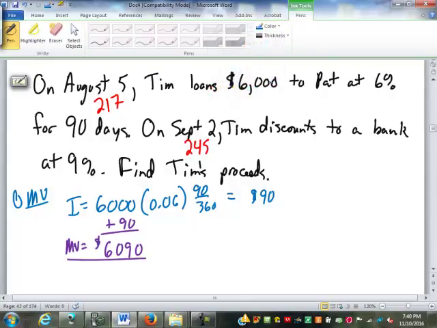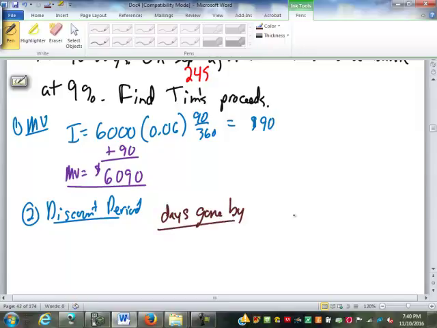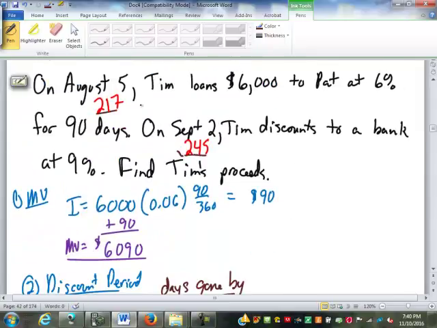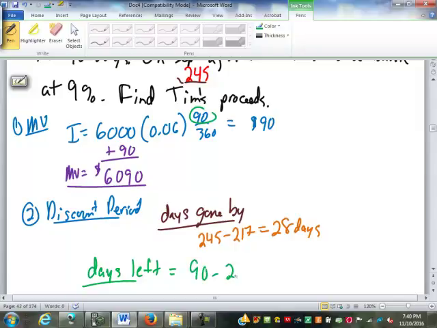How many of you were good that far? Okay. Next, discount period. Okay, so first we're going to find days gone by. That's going to be 245 minus 217. It's 28 days, correct? So the days left is going to be the term of the note, the 90 days, minus 28, or 62 days left. That is the discount period.